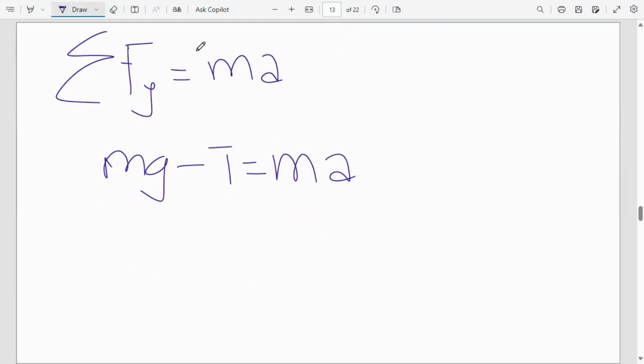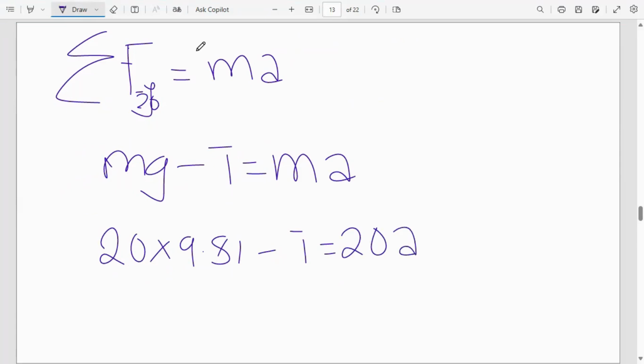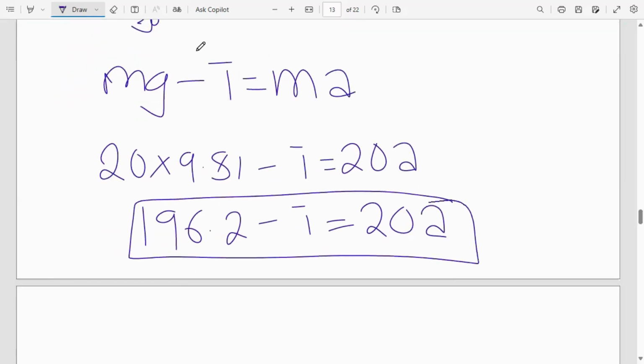So this is the 20 kilogram object. So I'll say 20 multiplied by 9.81 minus T. This is equal to 20 multiplied by a. So 20 multiplied by 9.81 is 196.2 minus T. This is equal to 20a. So this is for the object that is hanging freely, and I can say this is my equation 1.